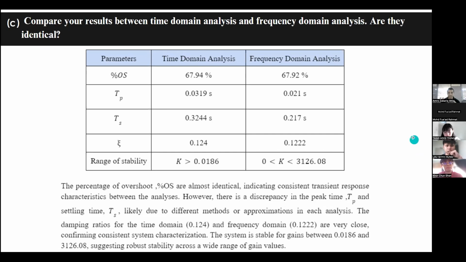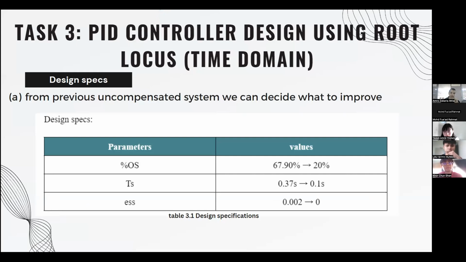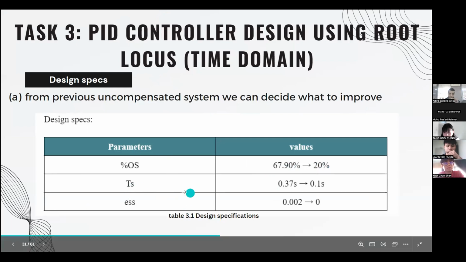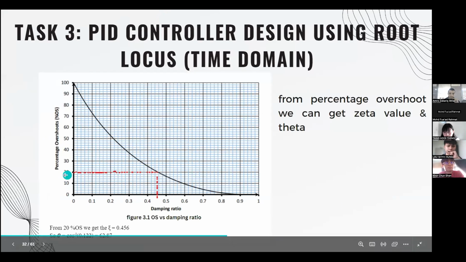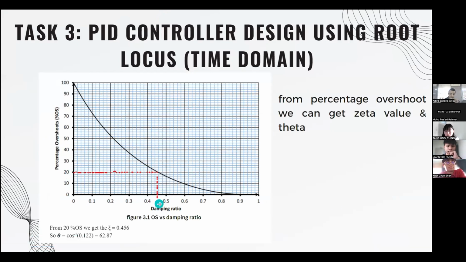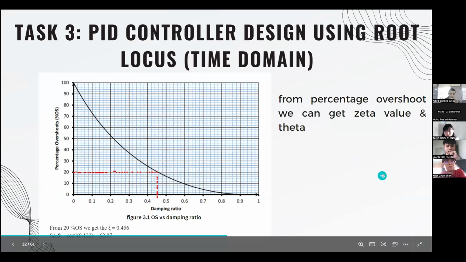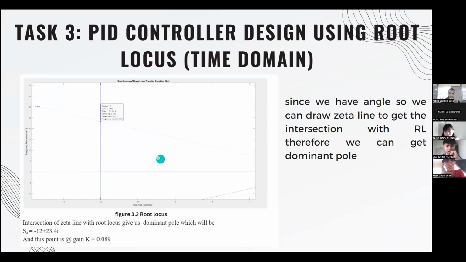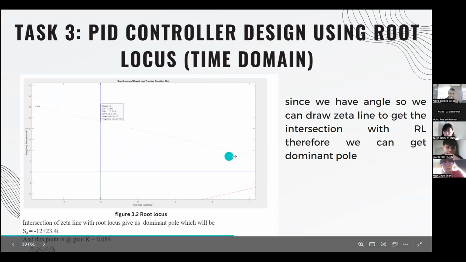Thank you. Continue. All right, so for the PID controller, we need to see the parameters so we know what to improve. Since the overshoot is very high, I decided to make it 20% to reduce it and make some changes also to the settling time and the steady state error. After we decided on 20%, we get the zeta value. From the zeta, we can get the theta value using cosine inverse. And here we draw the zeta line to get the intersection with the root locus, so we can get the dominant pole. Basically, this dominant pole will give us the Ts.